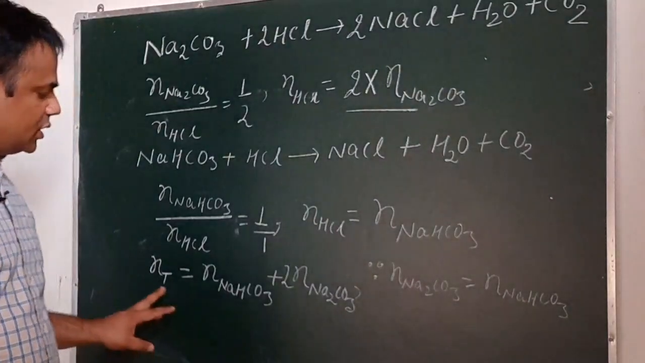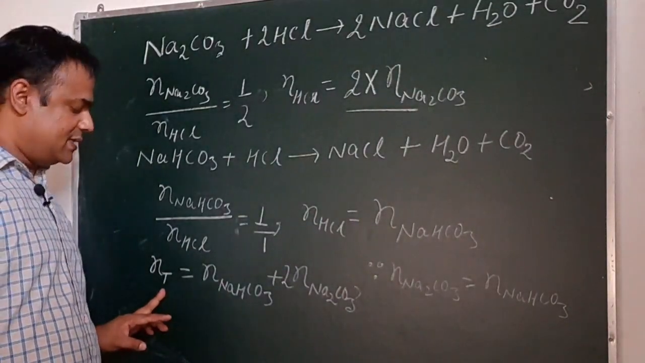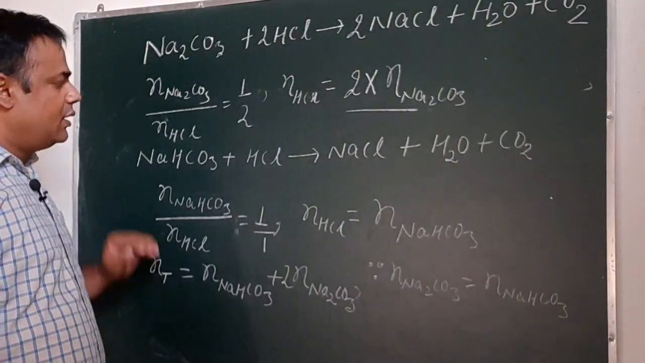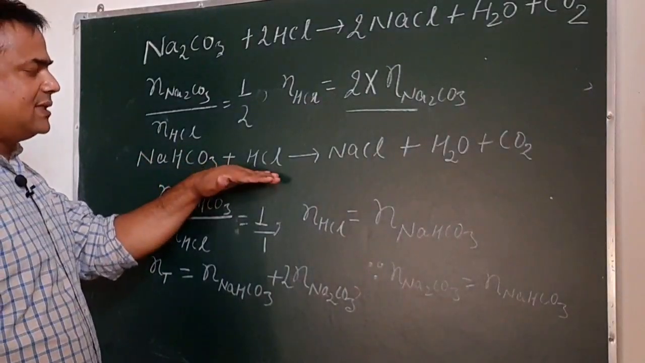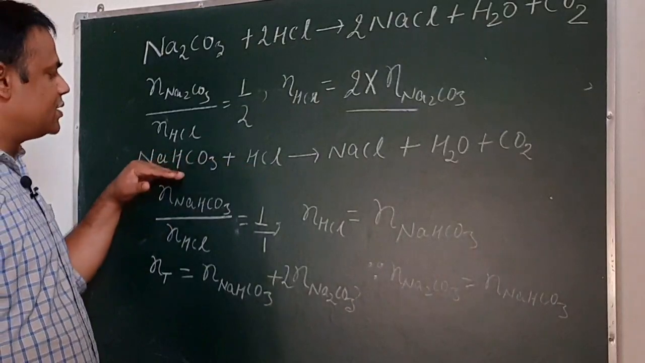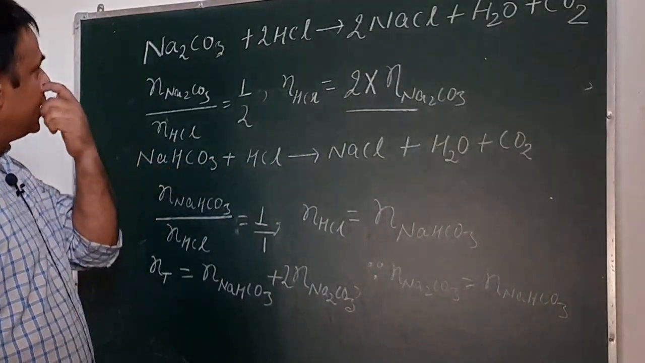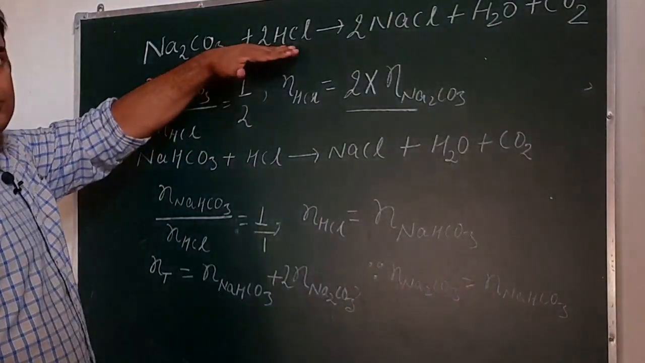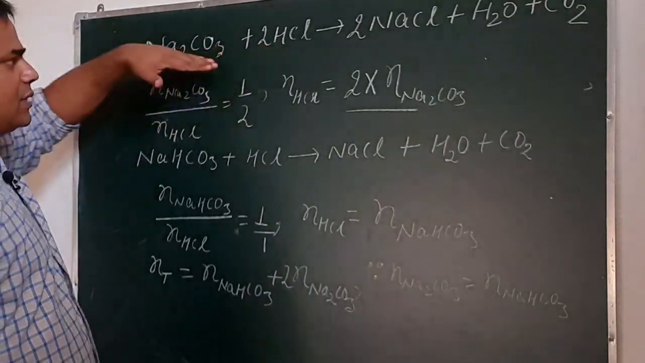So if we calculate the total number of moles of HCl, then it will be the number of moles of HCl consumed in the neutralization of sodium bicarbonate, plus the number of moles of HCl consumed in the neutralization of sodium carbonate.